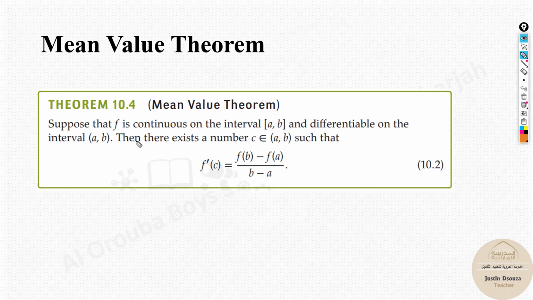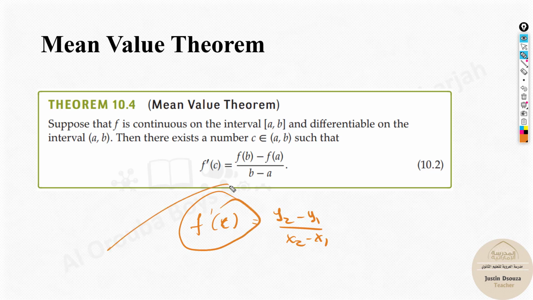Anyways, now here, there exists a number c such that f dash of c is equal to the function value difference over the interval length. Look carefully over here. What is this formula exactly? It's a slope formula, like y2 minus y1 by x2 minus x1. Now if you go into detail, f dash of c means the slope of the tangent line, isn't it?